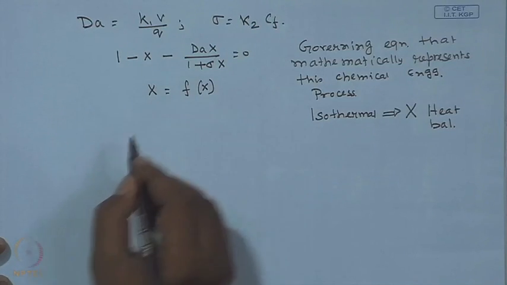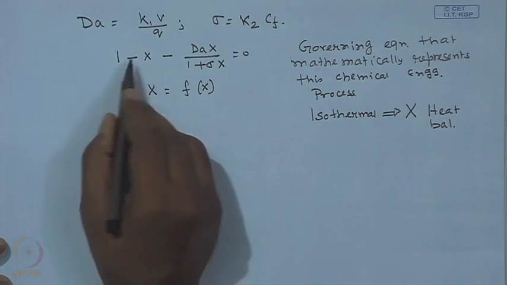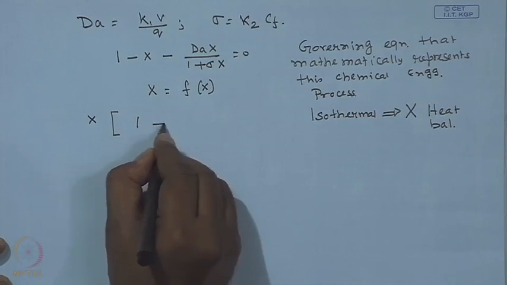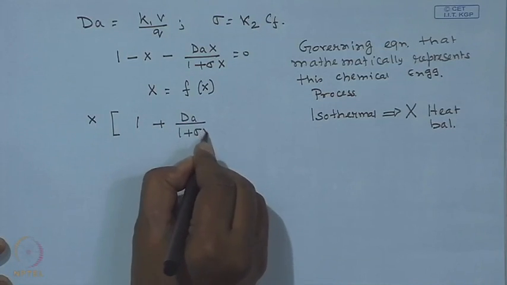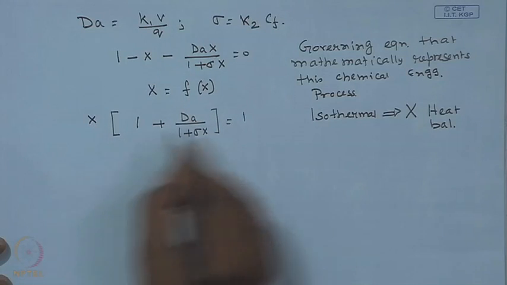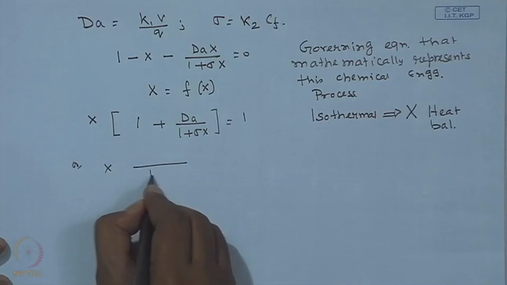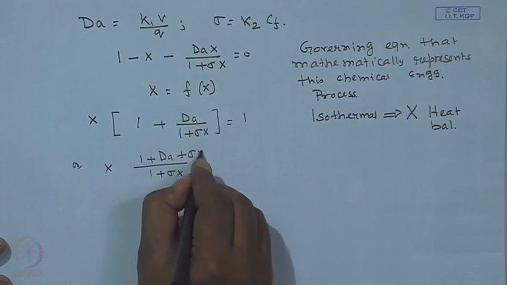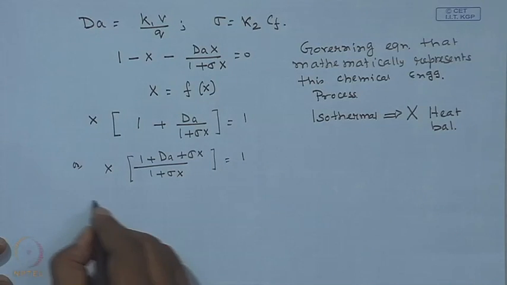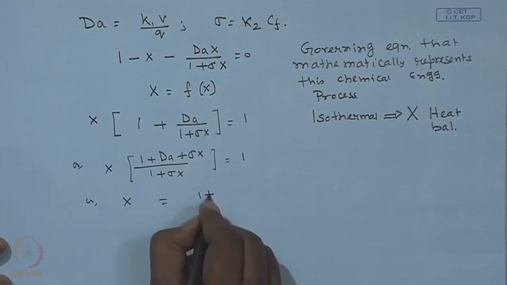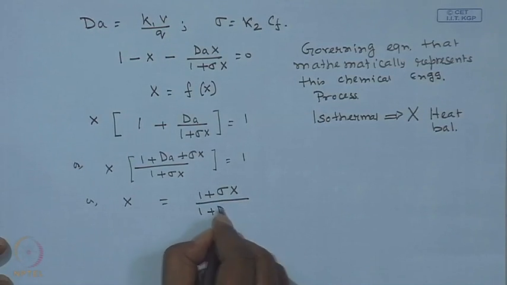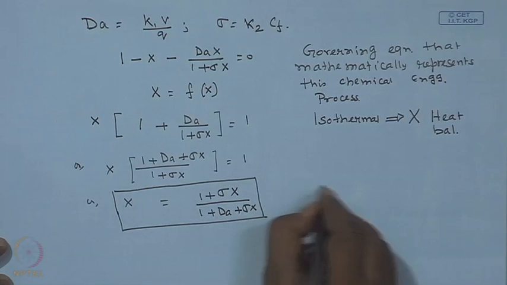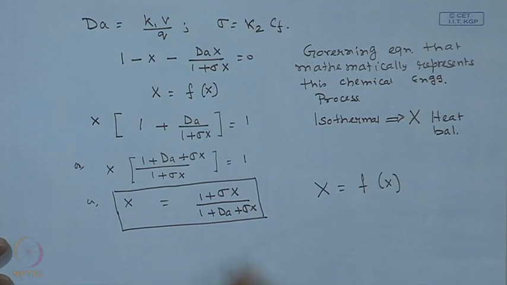So, we recast this equation in this form. We take 1 to the other side. So, it will be X times 1 plus Da divided by 1 plus sigma X is equal to 1. So, X times 1 plus Da plus sigma X should be equal to 1 plus sigma X. So, X becomes 1 plus sigma X divided by 1 plus Da plus sigma X. This is the form X equal to f(X) for this particular problem.